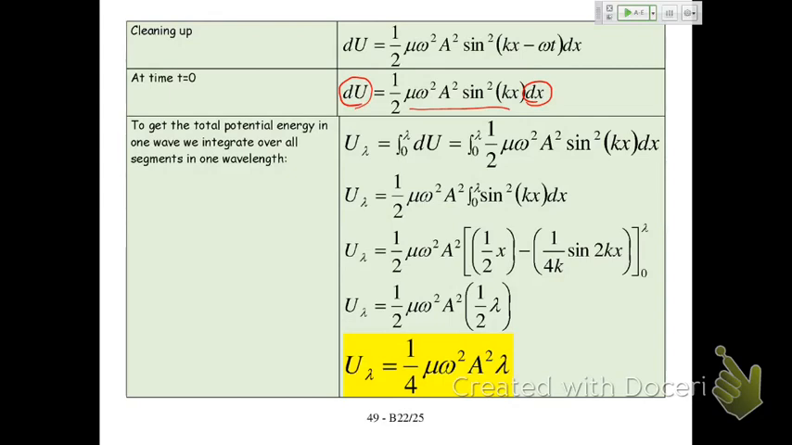But let's try and standardize things. So we're not going to talk about a little bit of length. I want to talk about one wavelength. That seems like a reasonable standard length to talk about. And so I integrate this with respect to the wavelength.